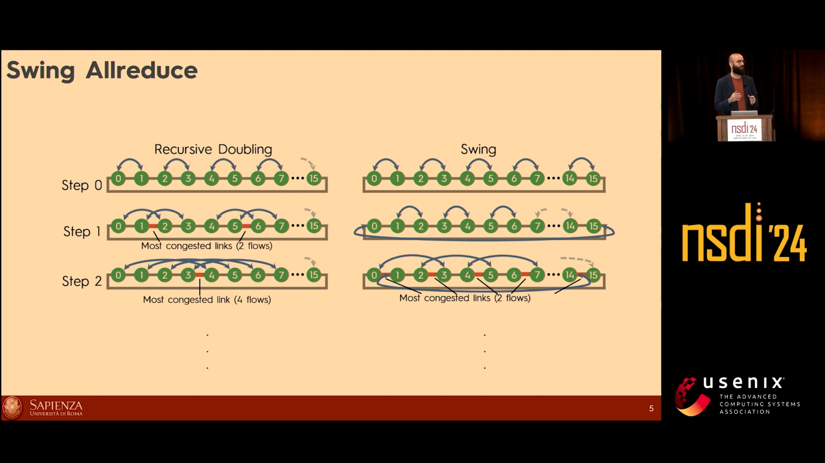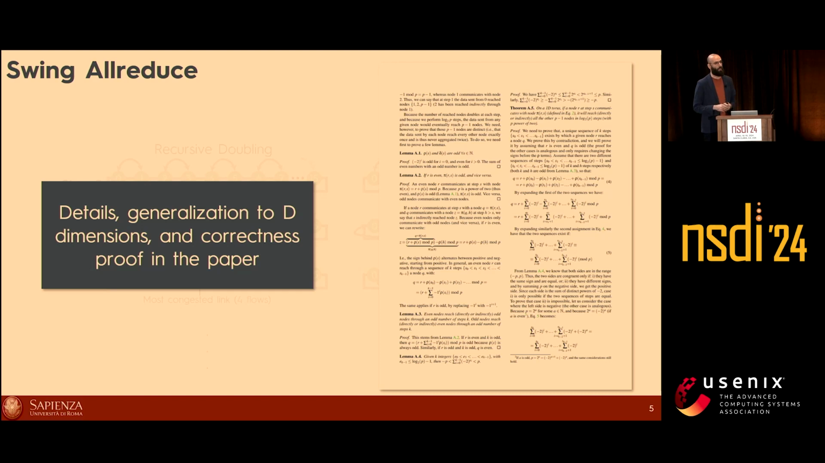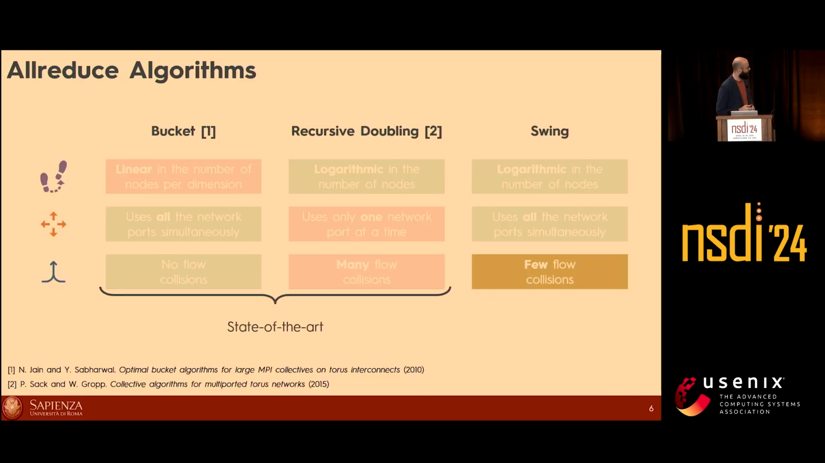We need to guarantee that eventually everyone gets the correct data, that we are not missing anything, and so on and so forth. So this is a little bit more complicated to explain with slides. So I suggest you read the paper for that. You will find the details. You will find how this generalizes to D dimensions. So we can run this on 5D, 6D, torus, whatever. And you will also find the correctness proof, which involves some math. But I don't want to shoot math at people before coffee break.